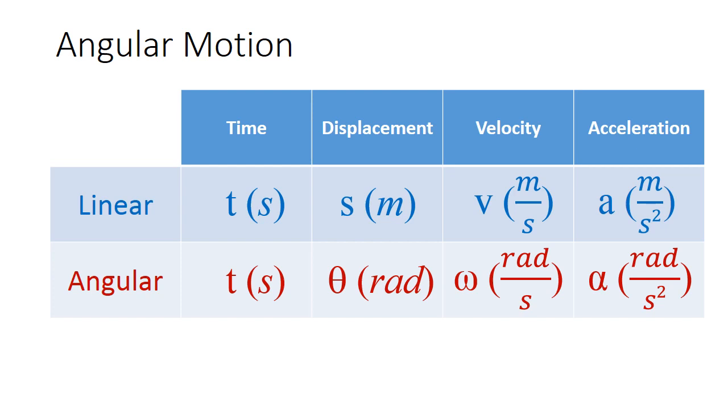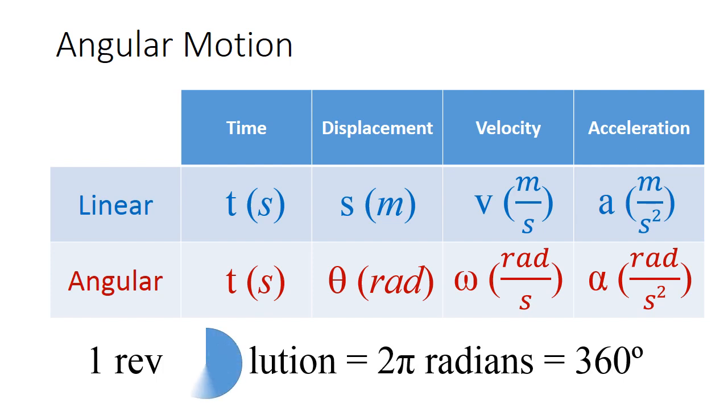At this juncture, I think it's good to refresh the relationship between degrees and radians, because in kinematics, radians are used for analysis. So 1 revolution is equal to 2 pi radians and is equal to 360 degrees.